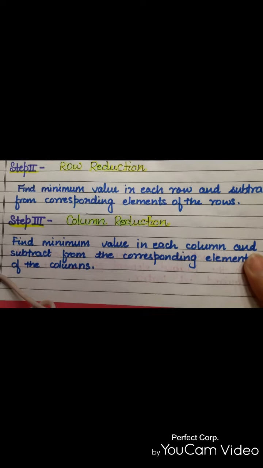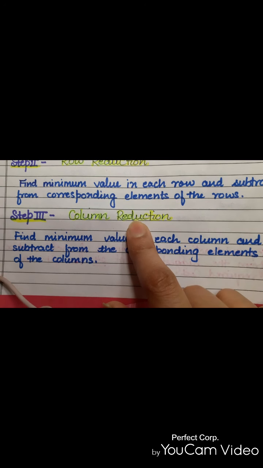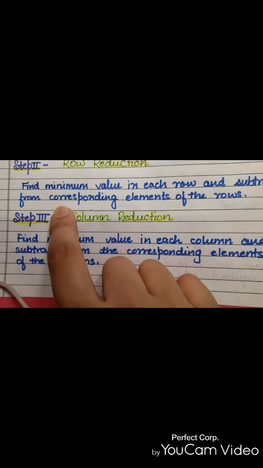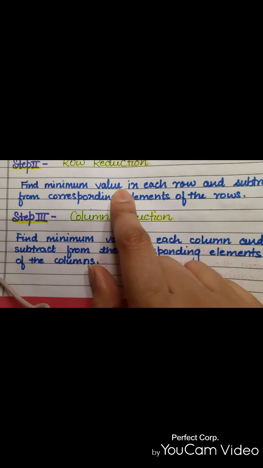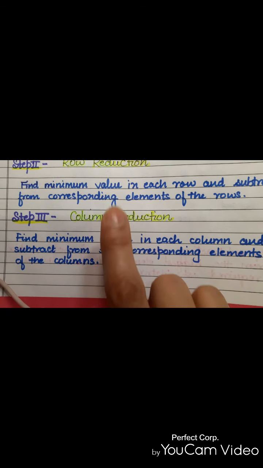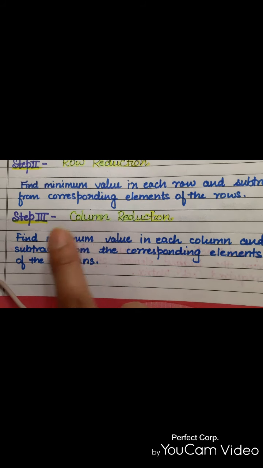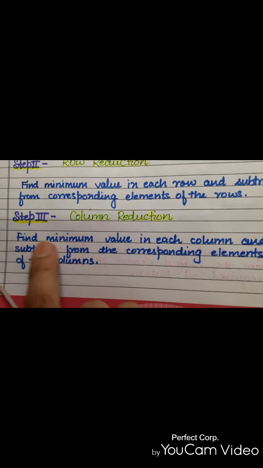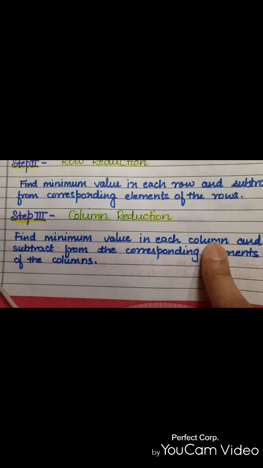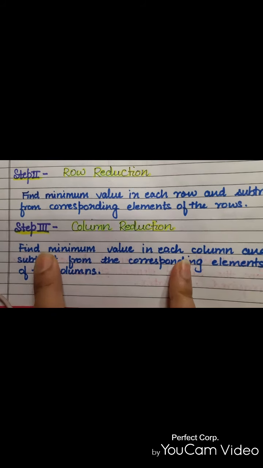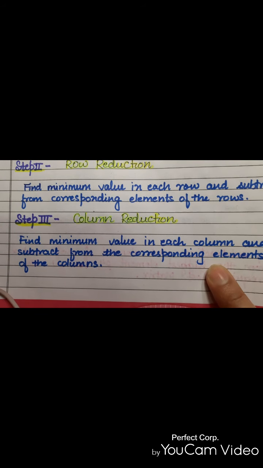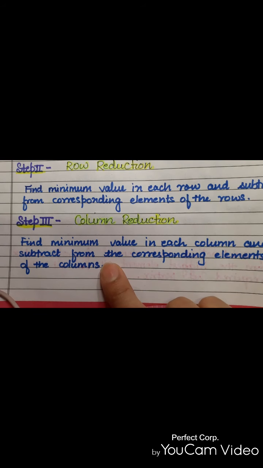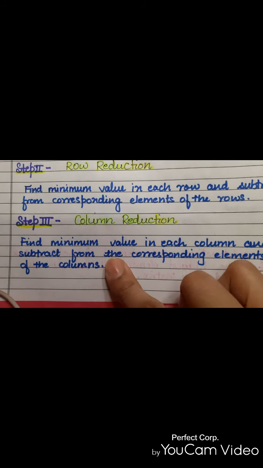The same pattern we have to follow in the third step, for the column reduction. That means once you have completed all the rows and subtracted the respective minimum elements from all the corresponding elements, go to the columns and do the same thing. In all the columns of the assignment problem, find the minimum value in each column and subtract it from all the corresponding elements.